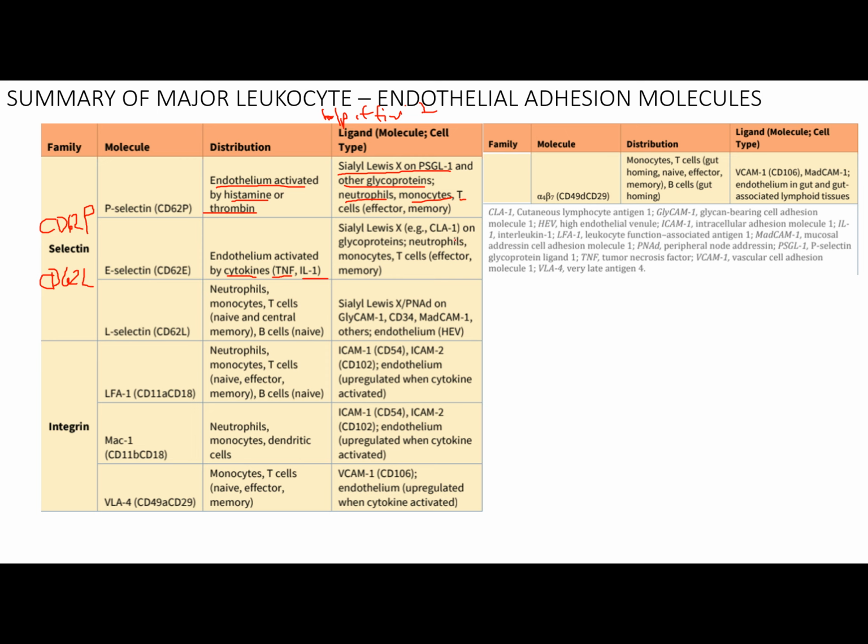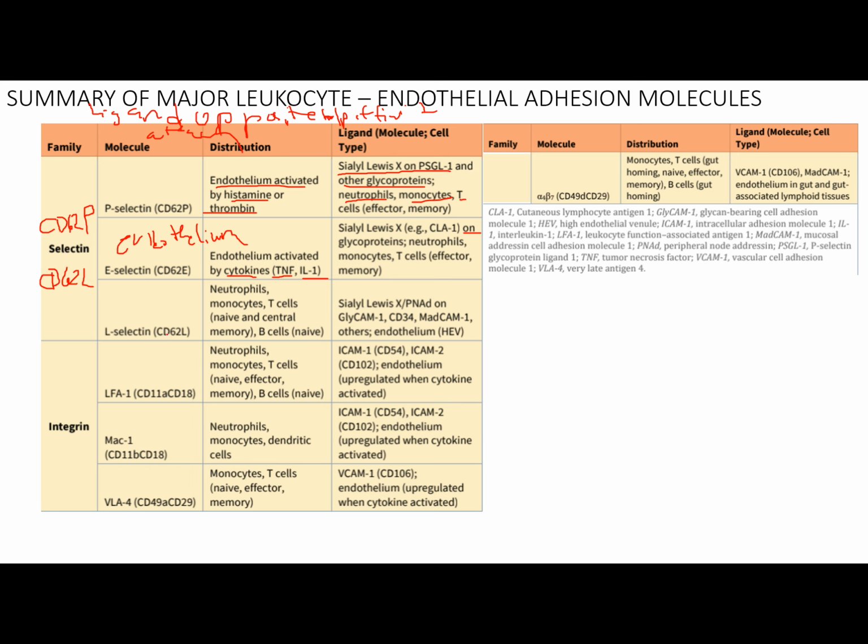And then, ang E-selectin nyo naman class, they are found on glycoproteins, neutrophils, monocyte, T cell, effector memory. Yung L-selectin nyo naman class, sialyl Lewis X, PNAD on glycam-1, CD34, MADCAM-1 others, and your endothelium. Basically, class yung ligand. Yan yung opposite niya. Yung opposite na pinag-a-attach niya. So, kung ang P-selectin nyo at E-selectin nyo, both are found in the endothelium, ang ligand niya class would be the cell.